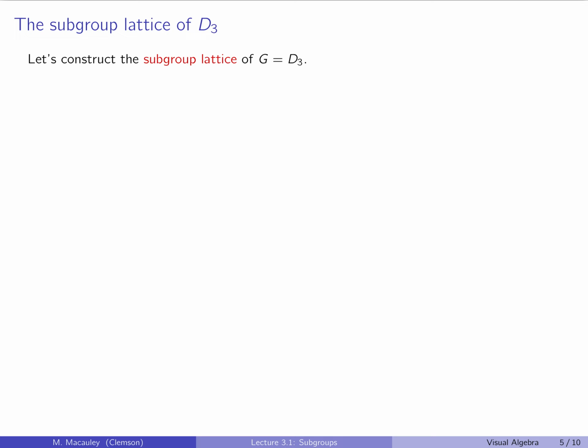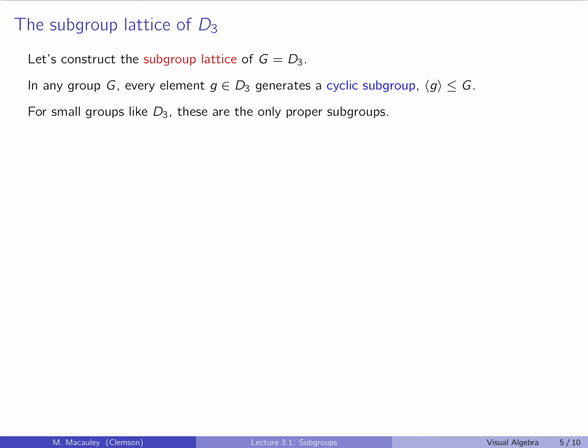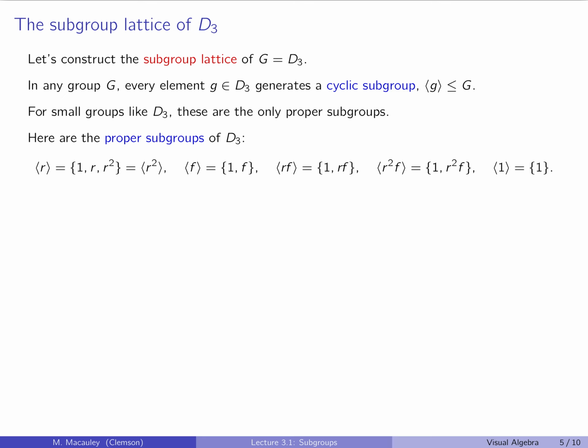Let's keep going and construct the subgroup lattice of the other group of order 6, namely the dihedral group D3. Remember that in any group G, every element, little g, generates a cyclic subgroup by definition. This is all powers of g, positive and negative. For small groups like D3, these are the only proper subgroups. And here are those proper subgroups. So R and R squared both generate an order 3 subgroup, and then all 3 reflections generate an order 2 subgroup consisting of the identity and the reflection itself. And then there's the trivial subgroup.